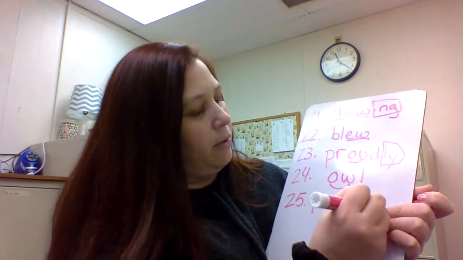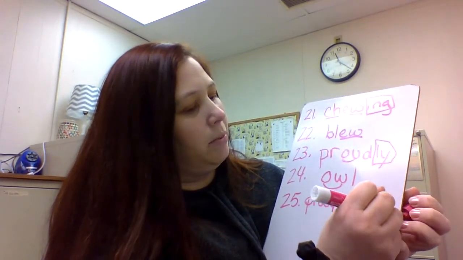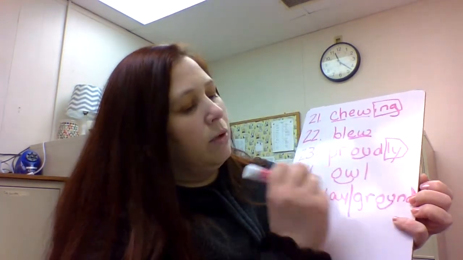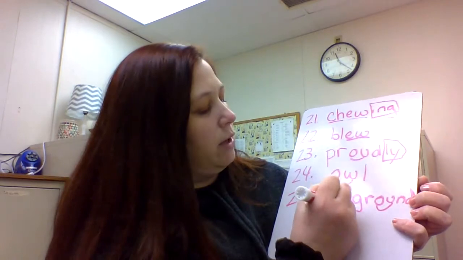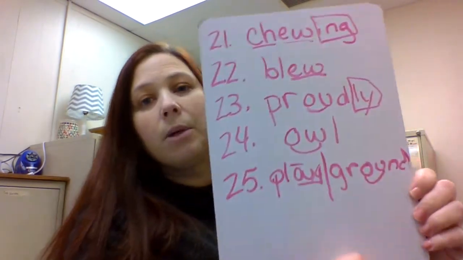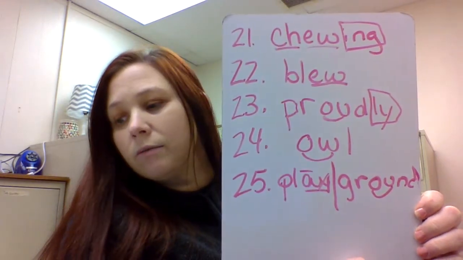which is a compound word, so we will draw a line between play and ground. We'll do our OU diphthong there, and then here's our AY digraph where we cross off the Y and put a macron on the A. Make sure you have all that written down.